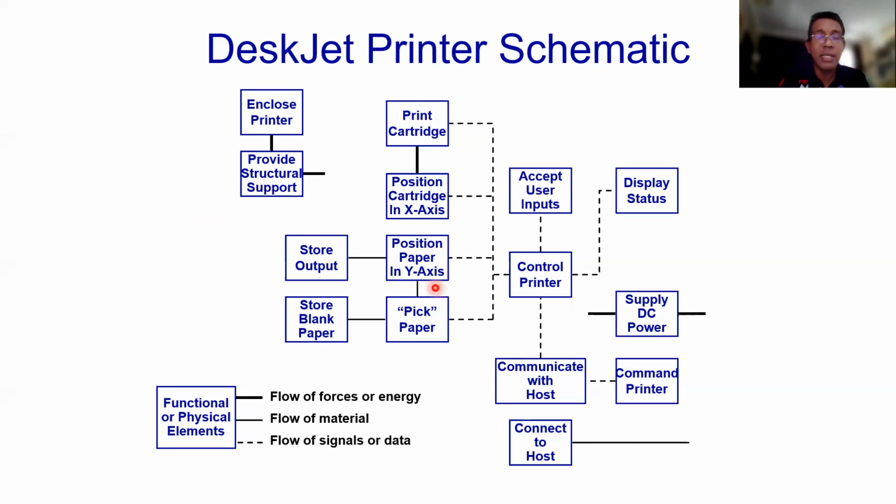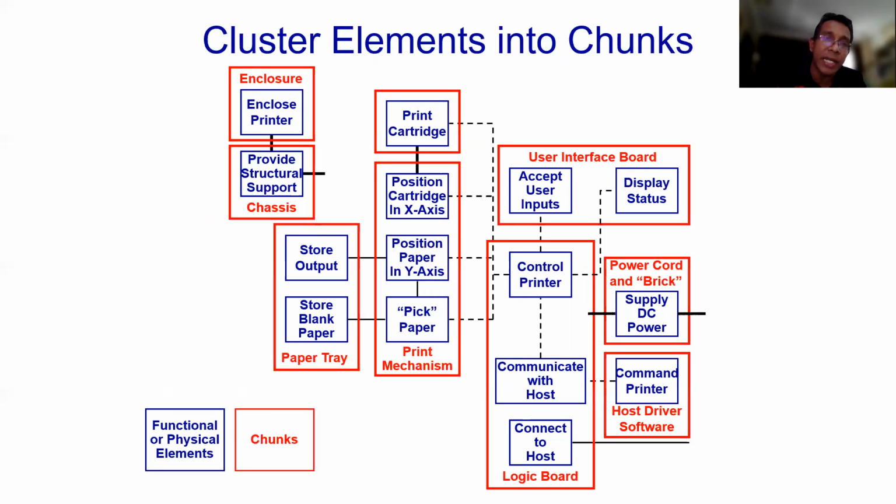But this one, like I said, is not fixed. After we design this one, we do a clustering, an element clustering for these parts. For example, we cluster this as a mechanism part. We cluster this one for the paper tray. We cluster this one for the user interface. We cluster this one for the logic board.